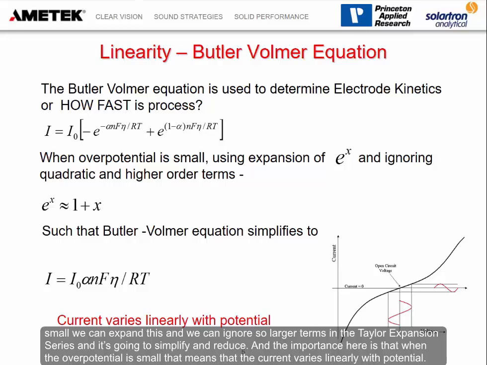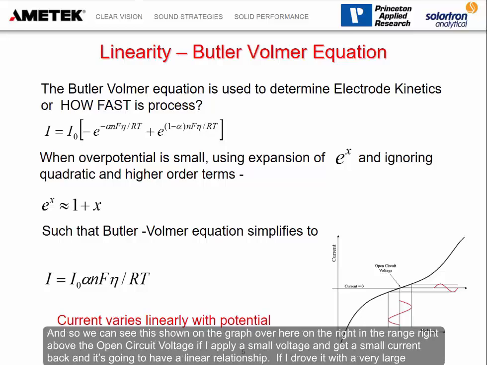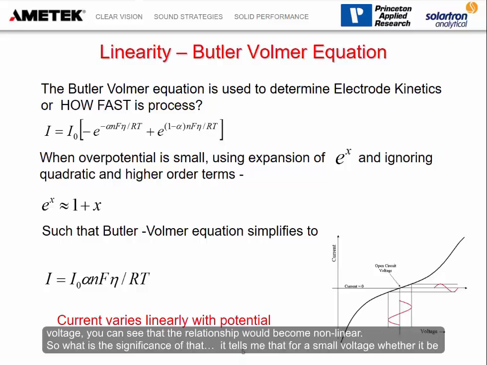The importance here is that when the overpotential is small, current varies linearly with potential. We can see this shown on the graph on the right, in the range right around the open circuit voltage. When I apply a small voltage, I get a small current back, and those have a linear relationship. If I drove it with a very large voltage, you can see the relationship would become nonlinear.